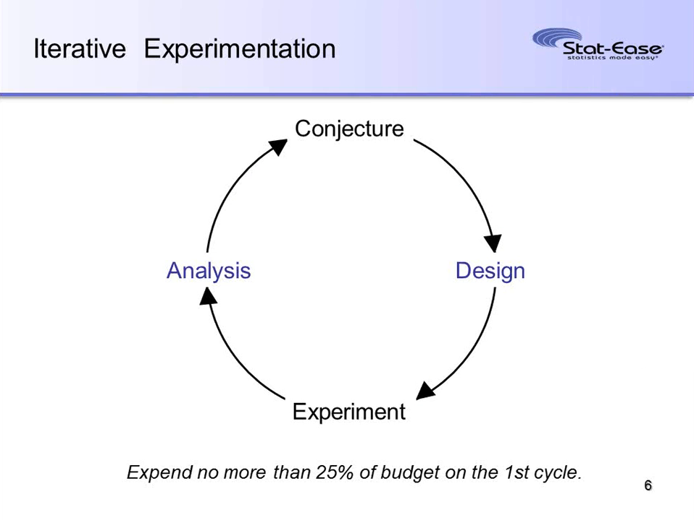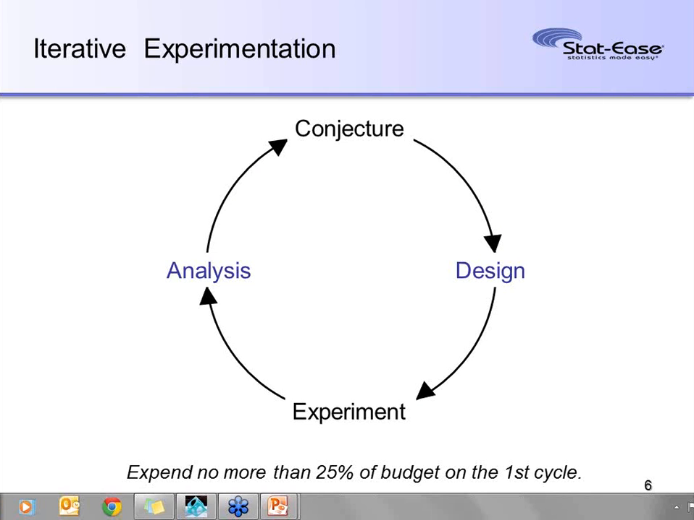Because of the iterative nature of the experiments, we often suggest that people plan to only spend about 25% of their budget on your first go-round. Then do more, maybe 50% of your budget as you continue in your second round. And then always hold back a little bit of money so that you can do your confirmation runs.